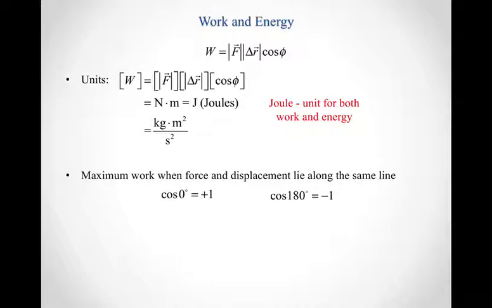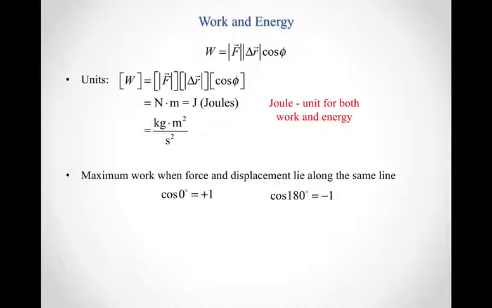The second thing this equation is telling me is that you get the maximum work when the force and displacement vectors lie along the same line. And basically that's because you're not changing the first two terms. The magnitude of the force is still the magnitude of the force. The magnitude of the displacement is still the magnitude of the displacement. What you are changing is the relative direction between those vectors.